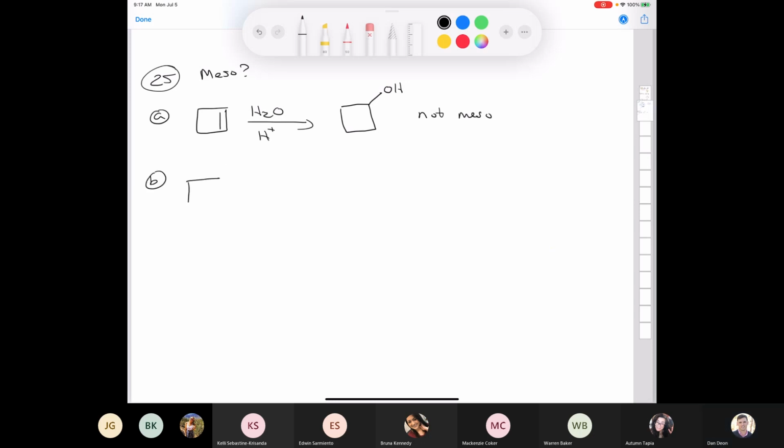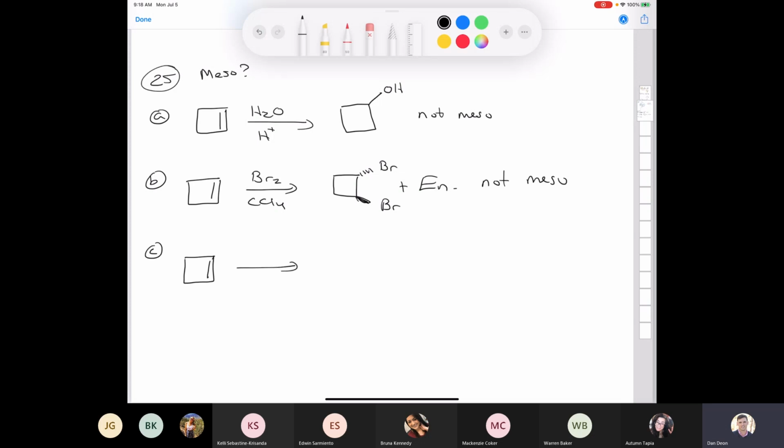If we go to B, I'm pretty sure you guys could answer this faster than me, but you have bromine and carbon tetrachloride. Carbon tetrachloride is just the solvent, but you know that you're going to get anti-addition. So you have a bromine up and a bromine down, plus you end up with the enantiomer, right? There are two chiral centers, but there's no plane of symmetry. So this is also not meso. The next one is just addition of HCl across the double bond. Again, there's no Markovnikov to consider, there's no anti-Markovnikov. So you end up with one chlorocyclobutane. There is no chiral center, so this is not a meso compound.